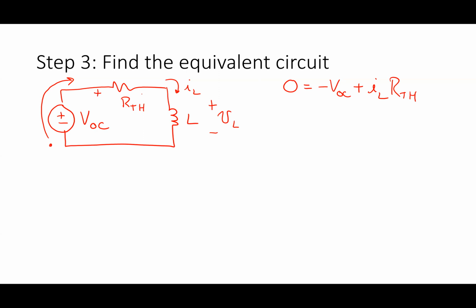All right, so I write that guy plus to minus. And I've written VL as plus to minus, so I would say plus VL. Okay, so VOC equals IL times RTH plus VL. What do we know about VL? There's an Ohm's law type of relationship, except it's ugly, right? VL equals what times what?